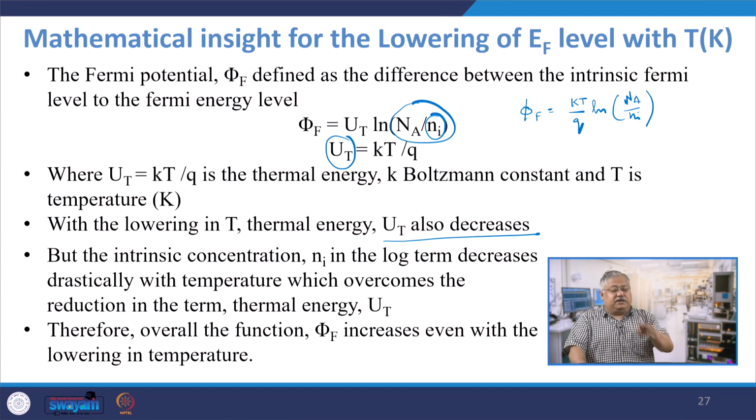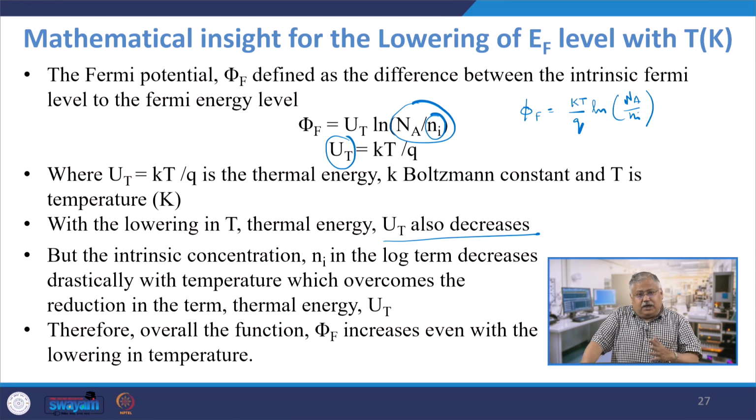But we are missing one important point which we discussed in the earlier slides or earlier lectures, that Ni will also start to drop down. So Na by Ni term starts to shoot up. Therefore, ln of Na by Ni, the natural log of Na by Ni, starts to shoot up. So there are two quantities which are changing. One is UT going down, another ln of Na by Ni going up, right?